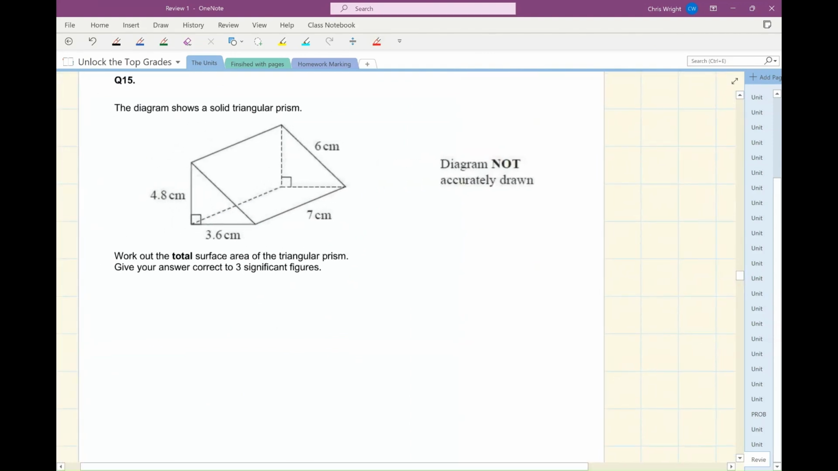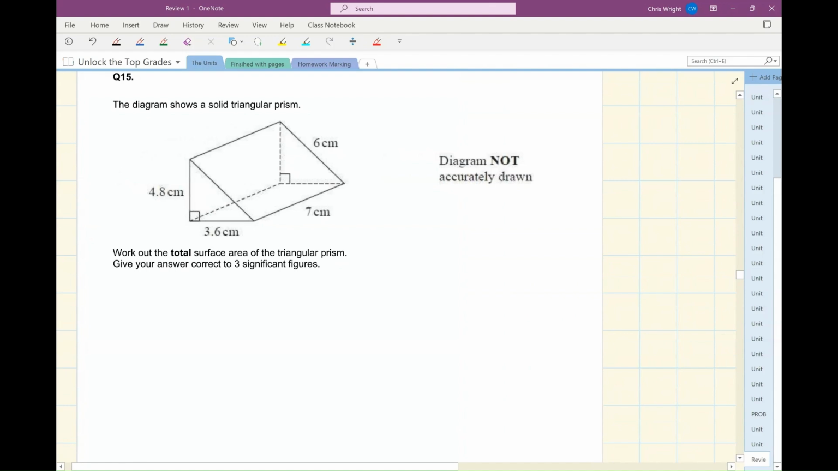Question 15. The diagram shows a solid triangular prism. Yes, I agree, that is a solid triangular prism. Work out the total surface area of the triangular prism. Give your answer correct to 3 significant figures. So the total surface area, so the area of all the faces added together.